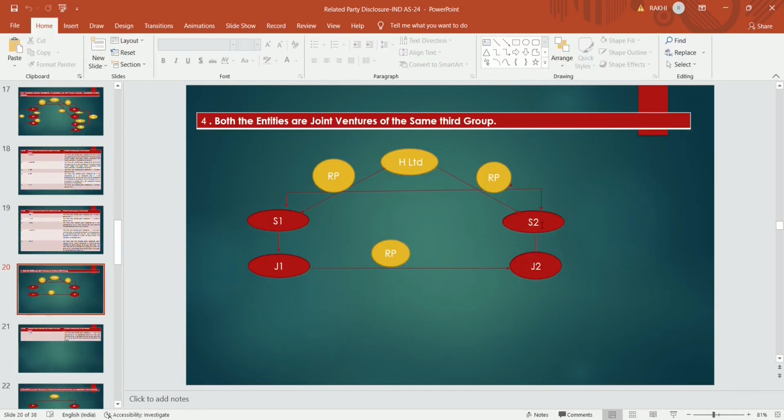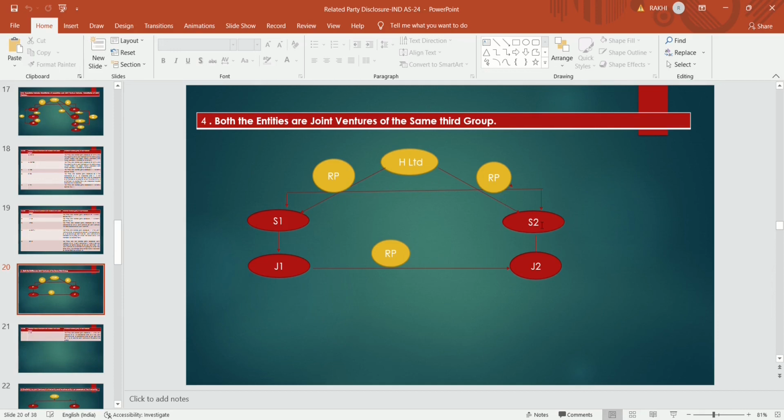Firstly, we had discussed whether the parent, subsidiary and the fellow subsidiary are in the same group. Then we had discussed that an associate or joint venture of the same are the member of the group of which the other entity is the member. Then we had discussed that associate and joint venture include the subsidiary of associates and subsidiary of joint ventures. Now, if both the entities are joint ventures of the same third group, whether they are related party? Yes, they are related party. This is to be explained by example.